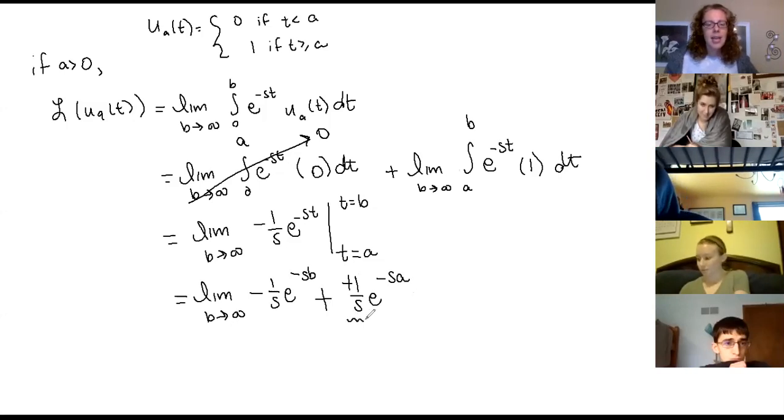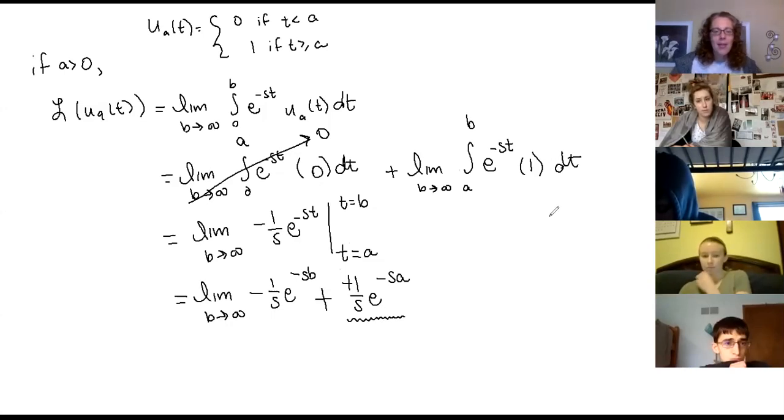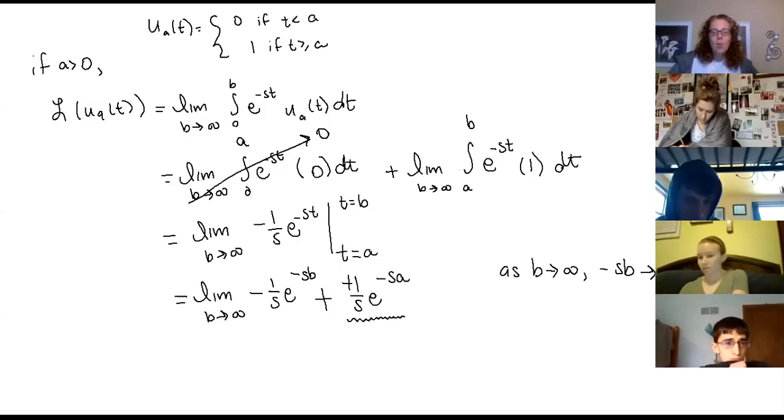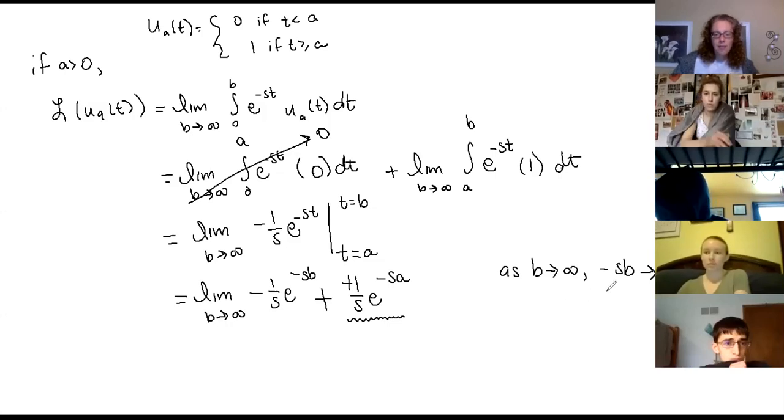This second part here does not have any b's in it, right? So nothing is going to happen to that second part as b goes to infinity. That's just going to stay. First part, we need to look at the exponent. We did this on Tuesday, but we did it really fast on Tuesday, so we're going to do it again. So let's look at the exponent for that first part. We're going to kind of throw this off to the side of the screen, and then we will come back and evaluate that limit. So as b goes to infinity, I want to know what happens to negative sb. And there's going to be two cases. One is if s is negative, and one is if s is positive.